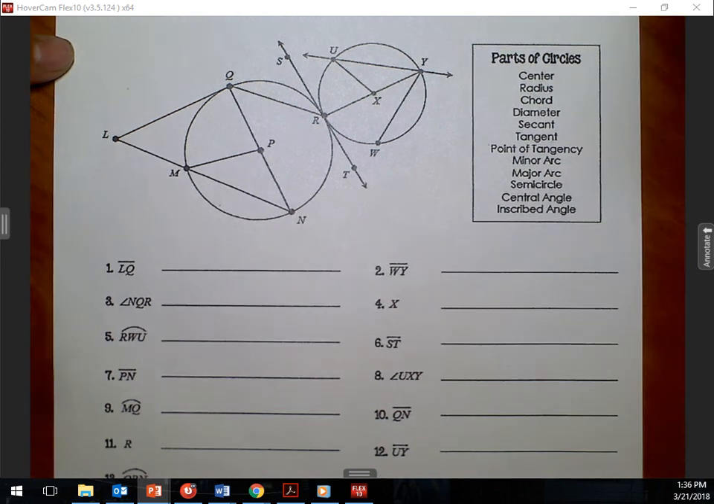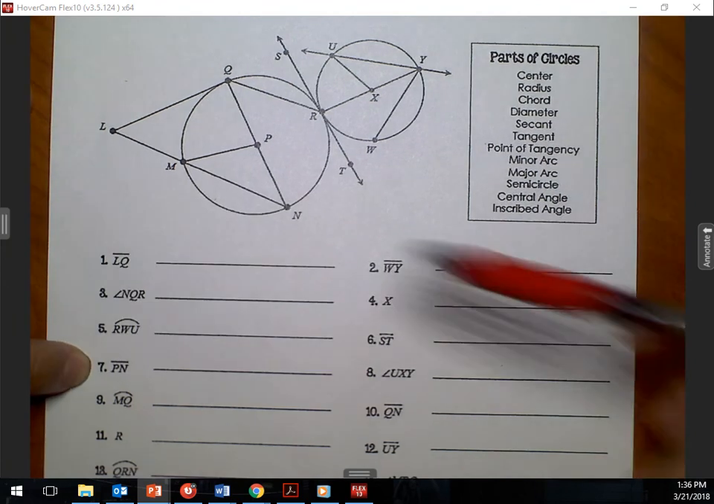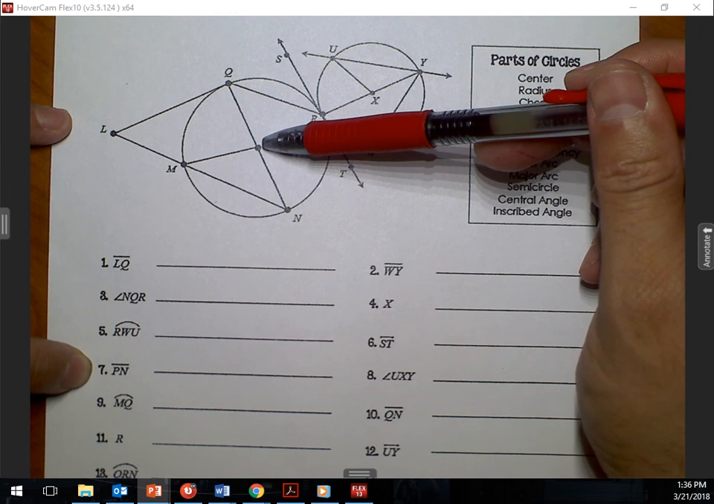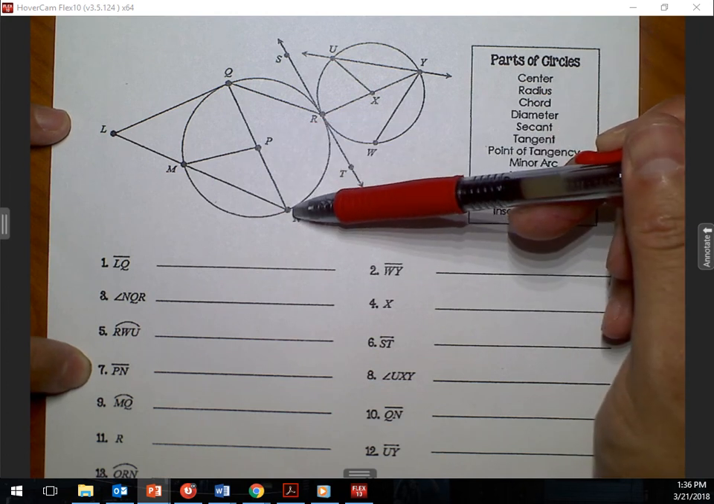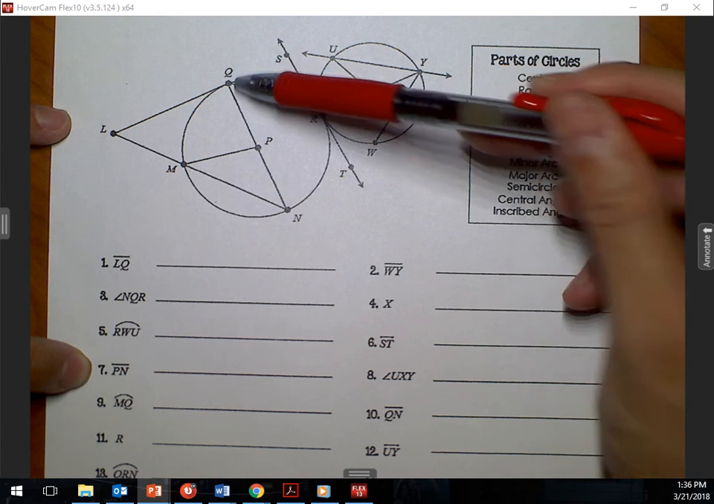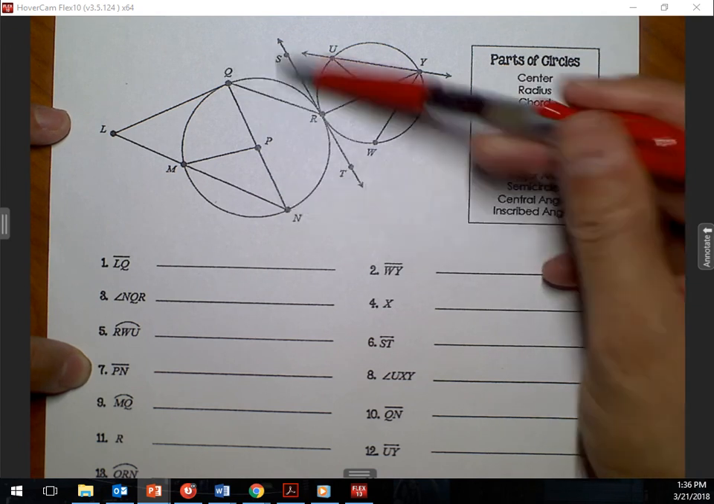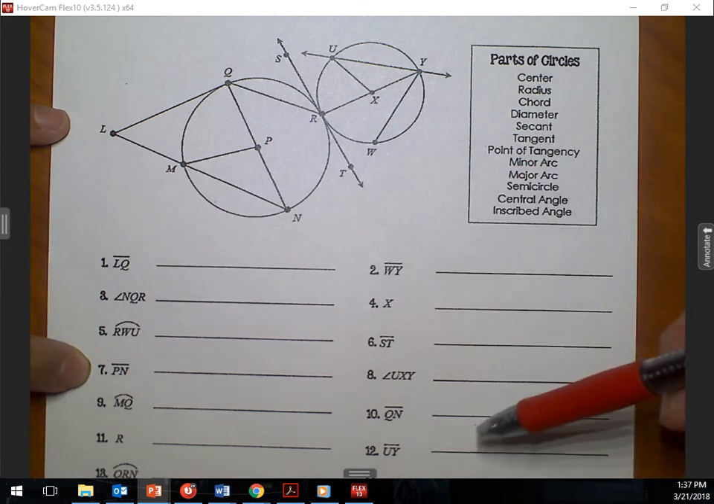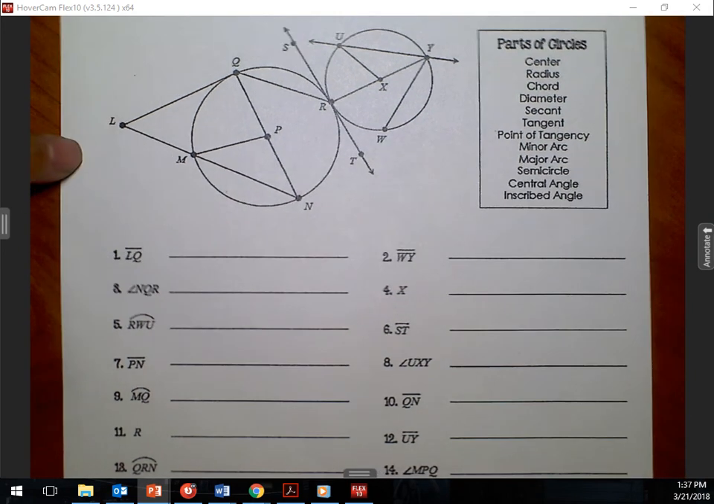Mm-hmm. Okay, so now let's look at this one right here, because I'm going to start at number 7 here. PN. So from P to N, it's going from the center to the edge. So what would I call that? A radius. That's a radius, isn't it? And then for Q to N, that one's your diameter. It's going all the way across and it's going through my center. So that one's going to be a diameter. And that's over here somewhere. QN is number 10.